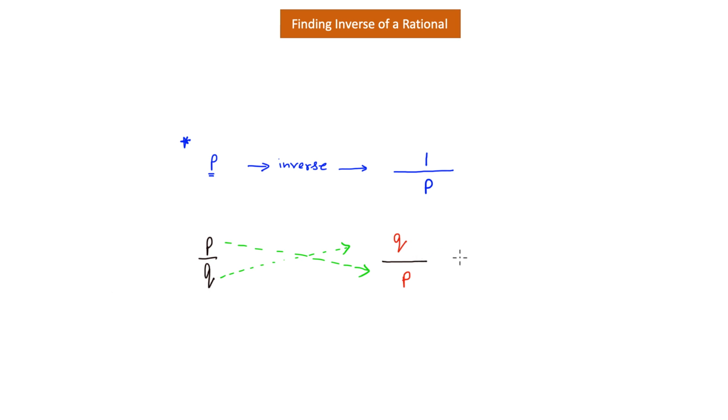And how exactly would you prove that this is indeed the inverse? Well, you just take the two numbers and multiply them with each other. You notice that the denominators cancel, the numerators cancel, and then the net result will be 1, right? So this is how you find the inverse. As simple as that. It's not complicated at all. So let's take some examples to better understand this technique.